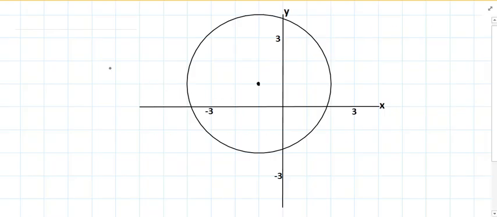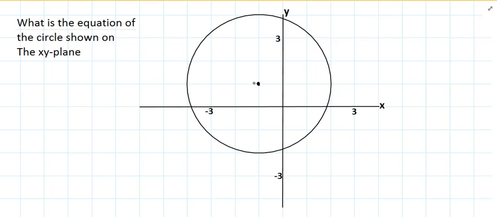So we have a question that says, what is the equation of the circle on the xy plane? So let's take note of this. This will be 1, and here will be 2, right? So this is also -1, and right here is -2, and then -3. Hope it's making sense to you. This is 1, this is 2, and this is 3. So here is going to be -1, -1, -2.